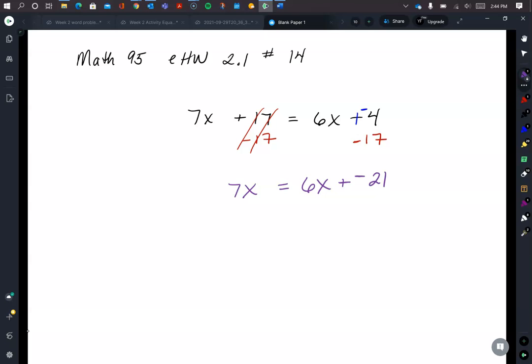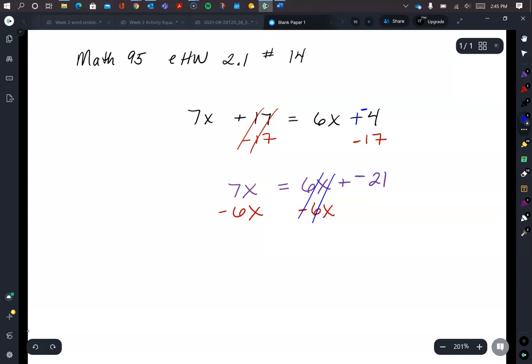We want to subtract 6x from both sides, or I could say adding a negative 6x. And that will get this variable term off the right hand side. So then I only am left with negative 21.